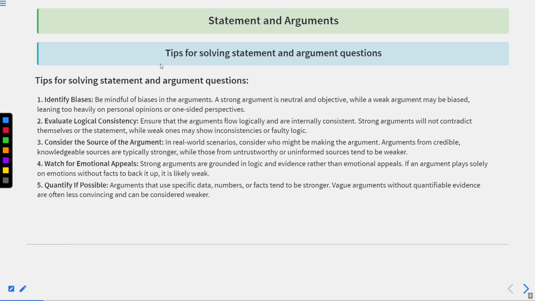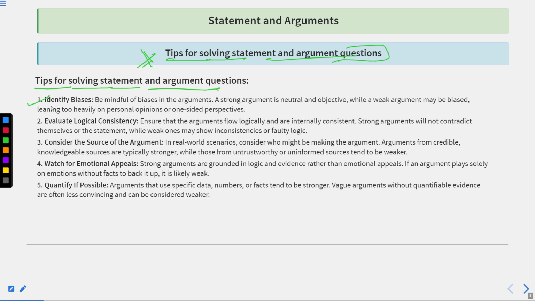Now we are going to study the tips for solving statement and argument questions. This is going to be a very important portion when we are talking about logical reasoning and questions related to statements and arguments, because this is going to give you a cutting-edge approach which will be beneficial whenever you approach any such question. So the very first tip under the topic of tips for solving statement and argument questions is as follows.